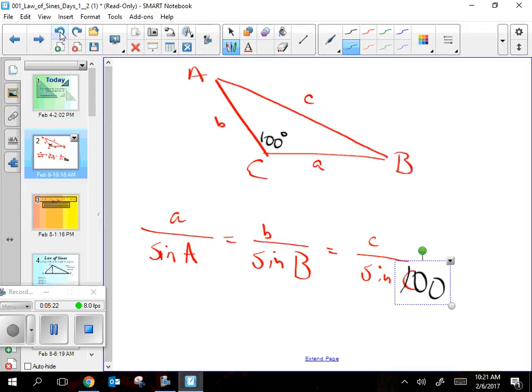Sometimes you don't have enough info to solve it, and sometimes they've given you false info that can't make a triangle like they said. I'll give you an example of one. Let's say I said this was 100, this was 8, everything's possible so far, this is 10. I have given you impossible information. Why?